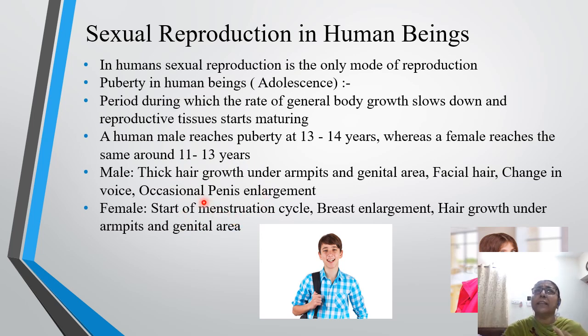And what are the changes that take place during puberty? In males, thick hair growth under the armpit as well as the genital areas, facial hair, change in the voice, and occasional penis enlargement. And in females, it is the start of the menstrual cycle, breast enlargement, and hair growth under the armpit as well as the genital areas.